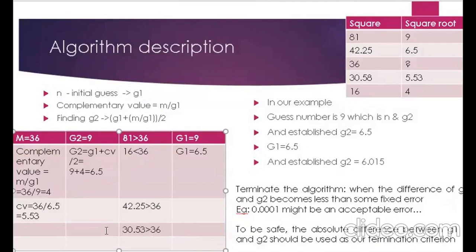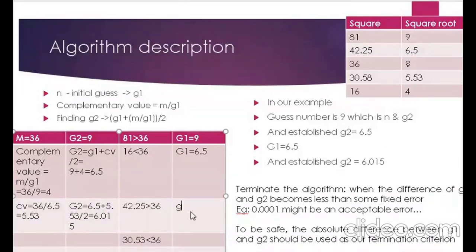So what happens next? So you got a new range here. Sorry, 30, this is less than 36. You got a new range. So what you have to do is again find the average. How will you find that? Average is G2. Previous G1 is 6.5 plus new CV value 5.53, divided by 2. Gives you what? 6.015. That is your new G1 value.